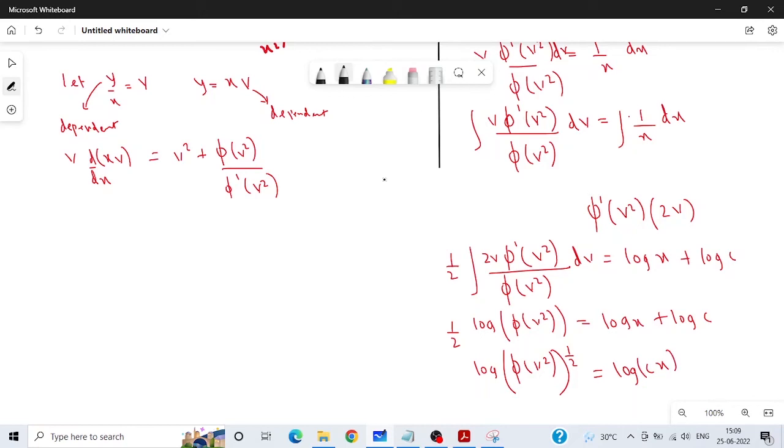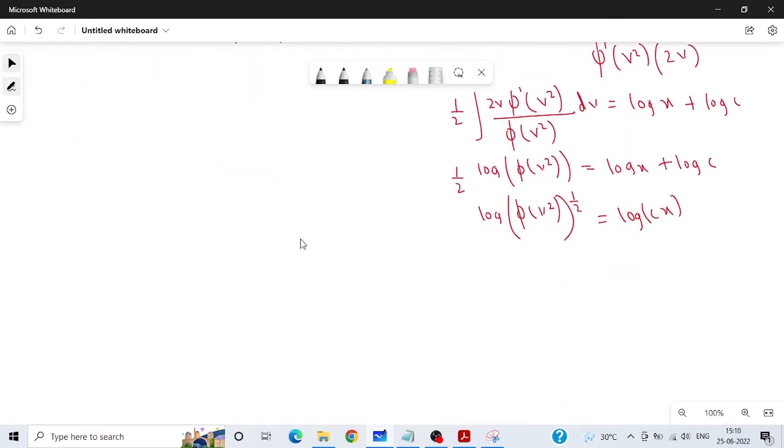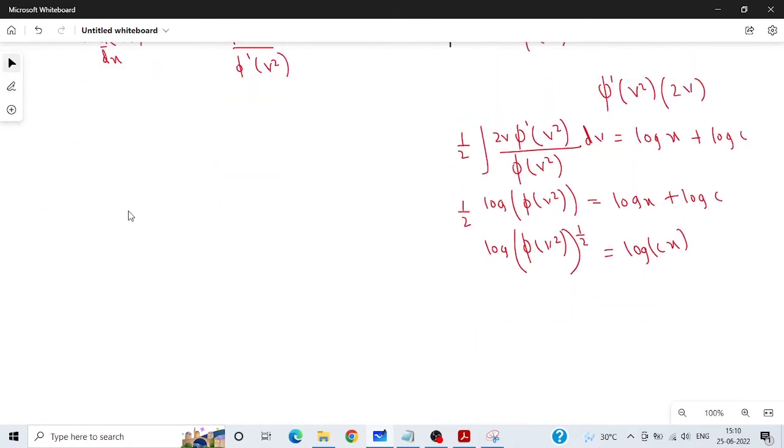Now we know that log is a one-one function, so we can drop the logarithm from both the sides since it's injective. If we drop that, what are we going to get? We are going to get phi of v square is equals to c square x square. Actually, we are dropping the logarithm from both the sides, then we are squaring. I hope that's easy to understand.